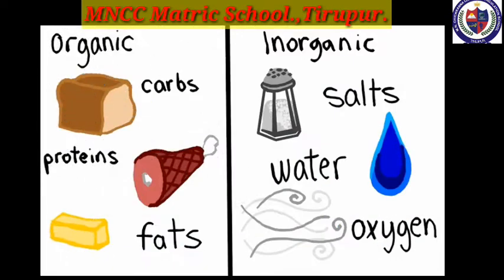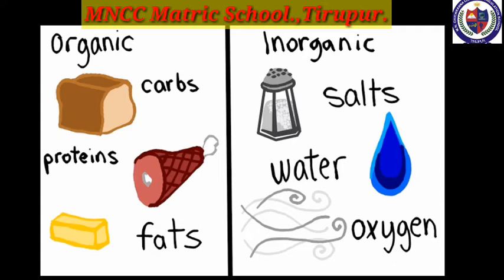Next, we move to classification of compound. Based on the origin of chemical constituents, compounds are classified as inorganic compounds and organic compounds. Number 1, inorganic compounds. This type of compounds obtained from non-living sources such as rock, minerals, etc. are called inorganic compounds. For example, salt, water and oxygen. Number 2, organic compounds. Compounds obtained from living sources such as plants, animals, etc. are called organic compounds. For example, carbohydrates, proteins and fats.